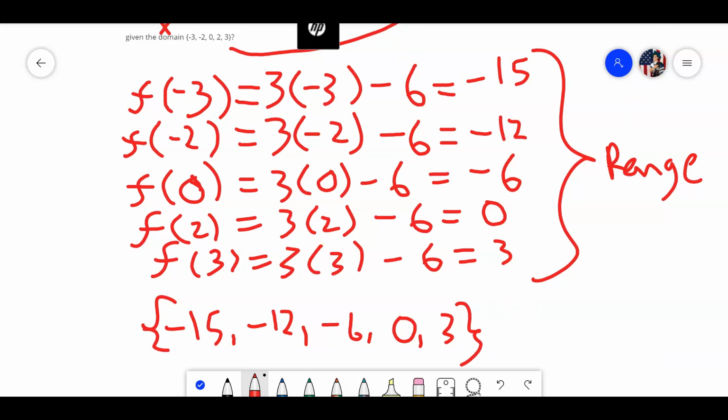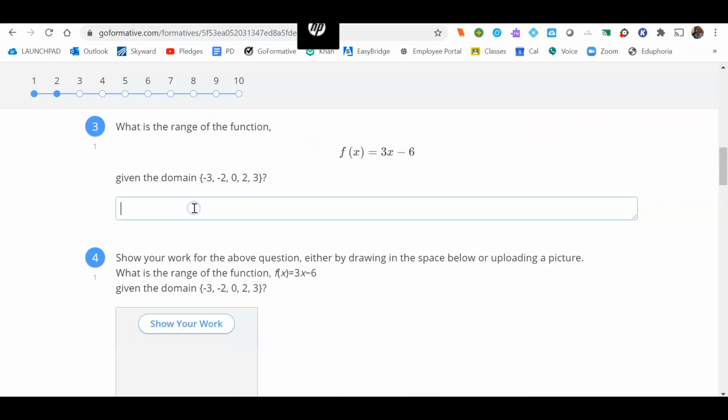Okay, so let's do that. Again, shift bracket gives me the squiggly bracket. That's what I'm going to call it. Negative 15, comma, space. Negative 12, comma, space. Negative 6, comma, space. 0, comma, space. 3, and then end that bracket. Cool?